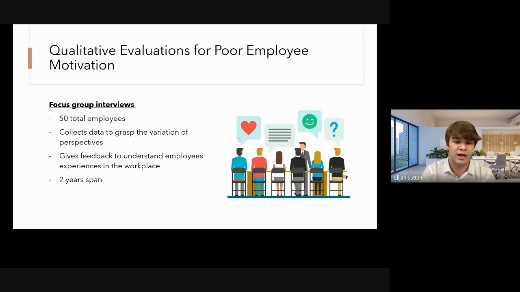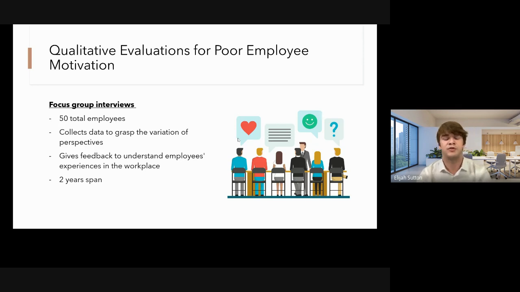To ensure accurate data collection and to be able to see the changes, if there are any, we'll conduct these interviews during a 2-year span: in the beginning, the middle, and the end of the work period. And also these interviews will be held at the employee's convenience.